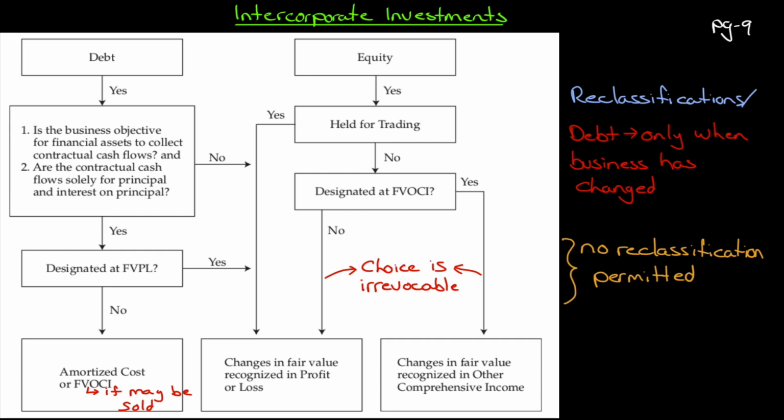So let's go through that again. If we buy equity and we plan to trade it in the near term, it is held for trading. It is fair value to P&L, period. If we have no intention of trading it in the near term, or at least that's not why we bought it, we can make the choice. Do we want it as fair value to P&L, or do we want it as fair value to OCI? Once we make that choice, it is irrevocable. No reclassification permitted.